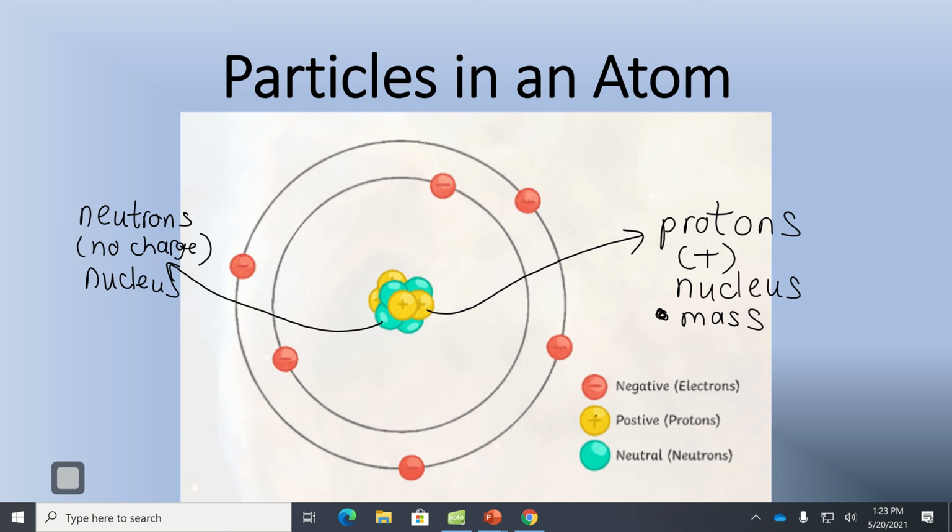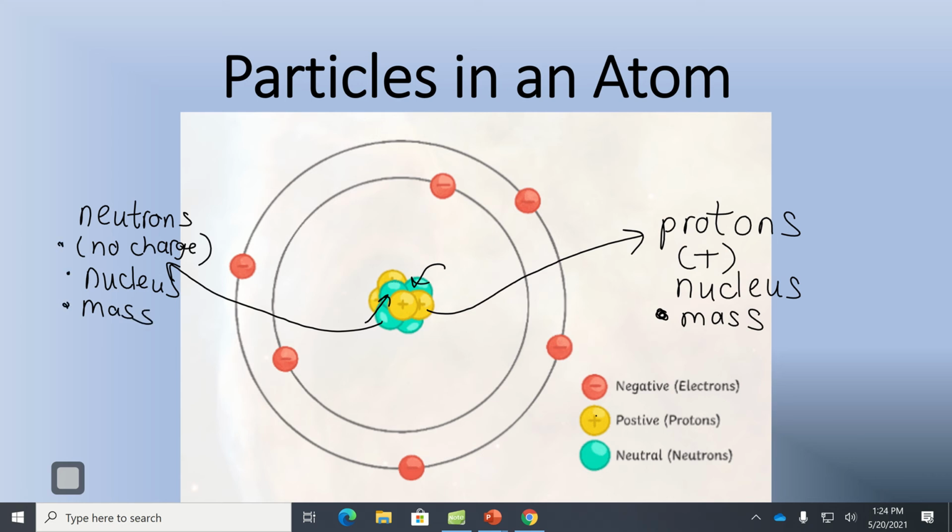So these protons don't necessarily want to be together because they're going to be repulsive with that positive charge. But with the neutral neutrons in between them, those protons can stay together. They can be held together with what we call a strong force. So we have protons that are positive in the nucleus, and neutrons that are neutral, or no charge, in the nucleus. They also have some mass.